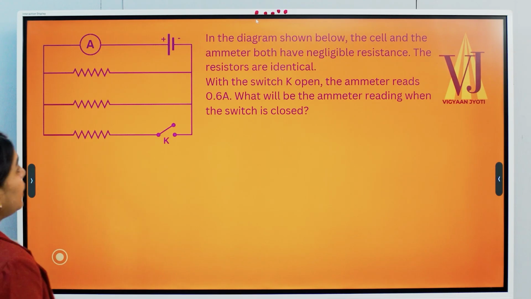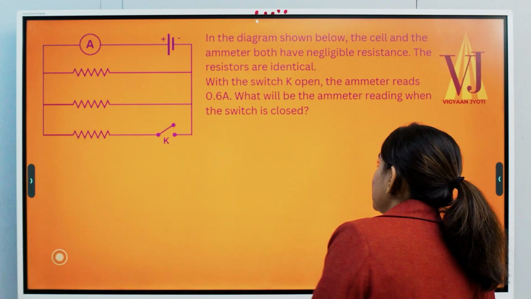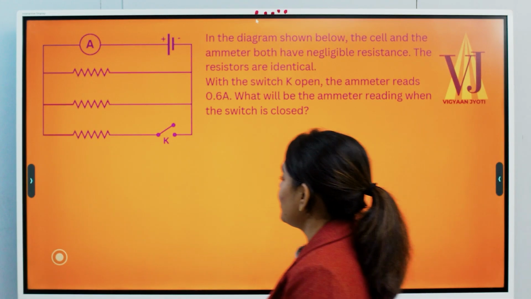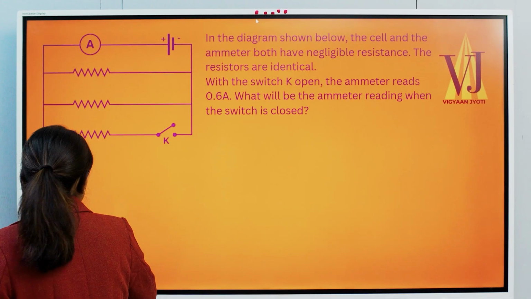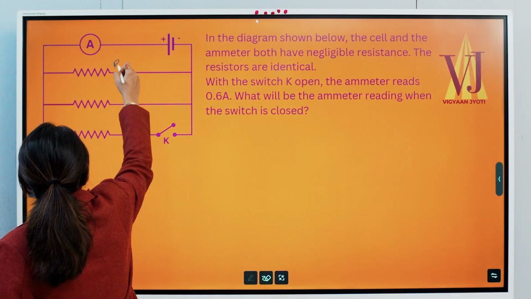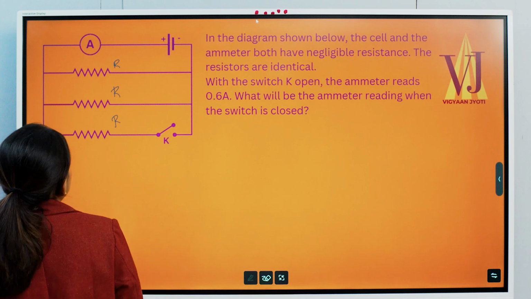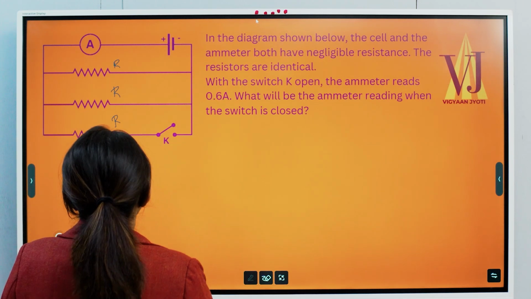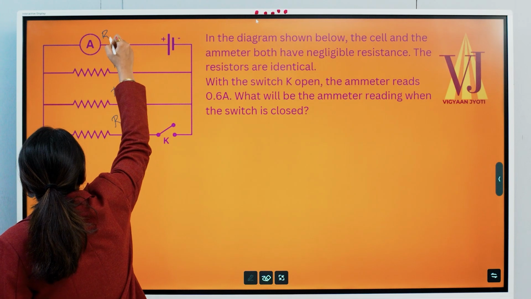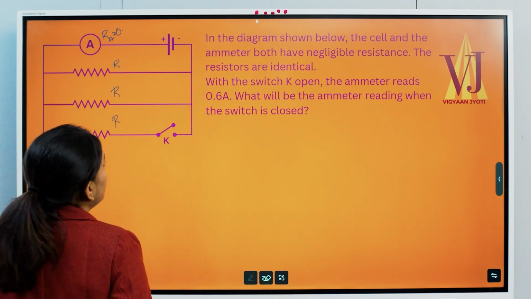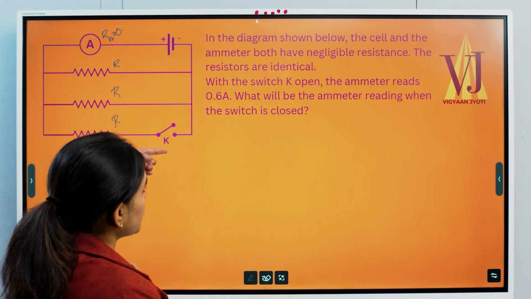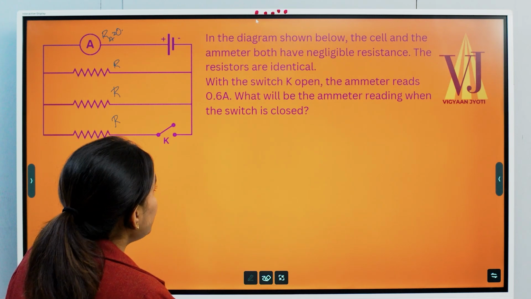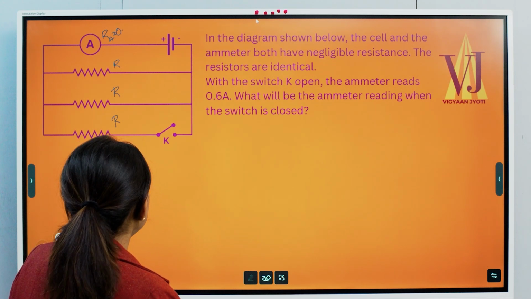In the diagram shown below, the cell and the ammeter have negligible resistance. The resistors are identical. Okay, all of them have the same resistance. Not a problem. Here also it's R, here is also R, here is also R. Now both have negligible resistance, the resistors are identical. So here we can say the resistance of the ammeter is almost 0. With the switch key open, the ammeter reads a current of 0.6 ampere. What will be the ammeter reading when the switch is closed?